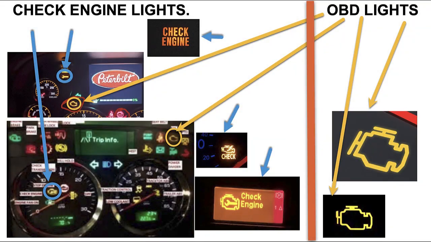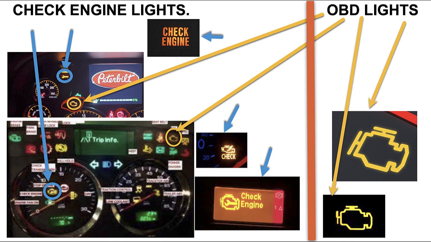So these are some screenshots of icons on just Paccar dashes. Okay, Peterbilt or Kenworth. The orange bar, vertical bar towards the right, is the dividing line between the lights. So all the lights to the left of the orange bar that have a blue arrow pointing to them or a blue circle around them mean the same thing. They are the engine's check engine light, or the ECM's check engine light. When that light comes on, there is an active fault.